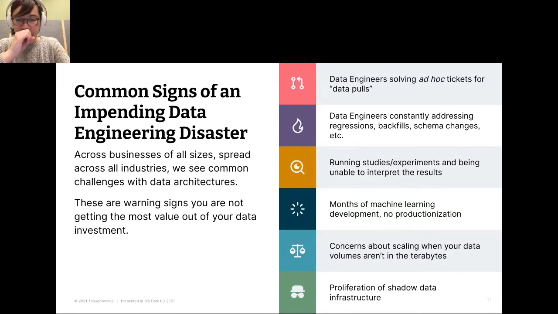Data engineers are spending all of their time solving ad hoc requests, or responding to analysts: can you pull me the data for this and that? And of course, there's a lack of understanding of what data actually exists. Or we're running backfills or fixing bugs or dealing with schema collisions and all sorts of things, putting out fires. Or if we go into the data science context, we see months of machine learning development, but no productization of the model. We're running studies. We're saying, okay, we've got to do A/B testing, but we're not actually using any rigor to interpret the results. These are all common symptoms of an organization that doesn't really get the most value out of its data.